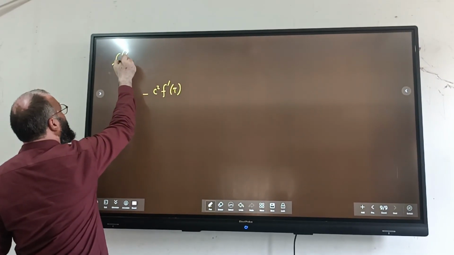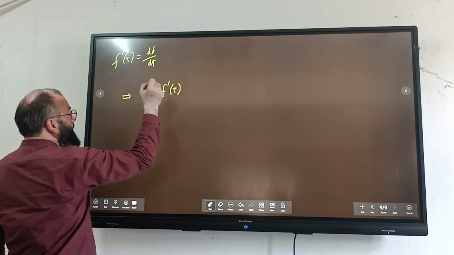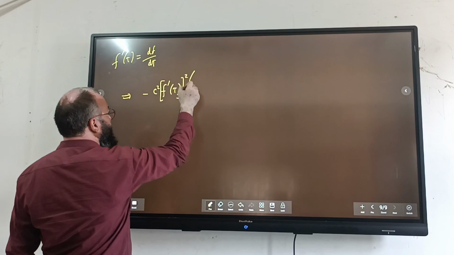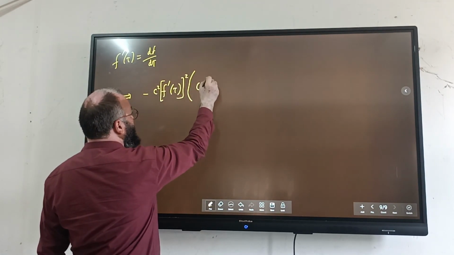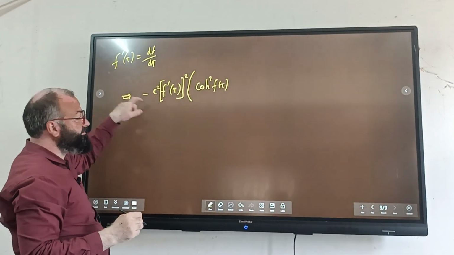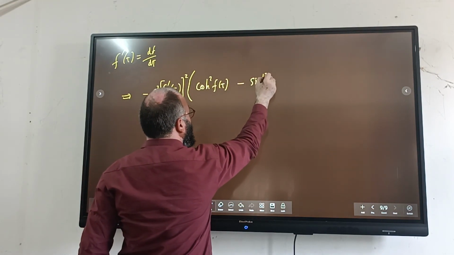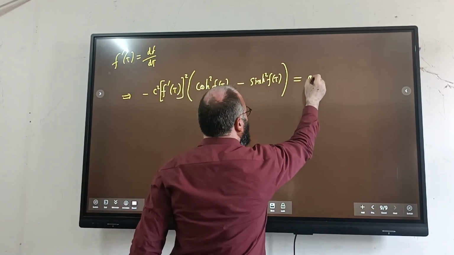F prime of tau means df by dt. Okay, but there will be a square because it was inside the square. So what remains there? The first term is cosh square f of tau. Because in the first term there was a minus sign, I am pulling it out. So it will be simply sinh square f of tau. So what is that equal to? e square.